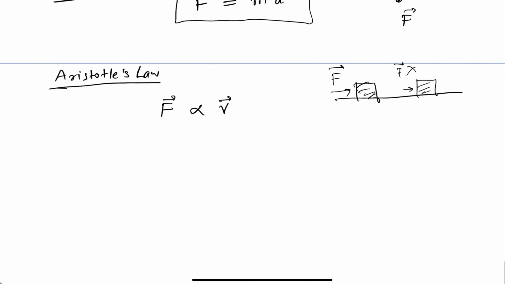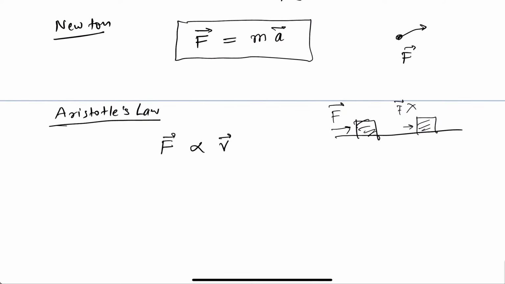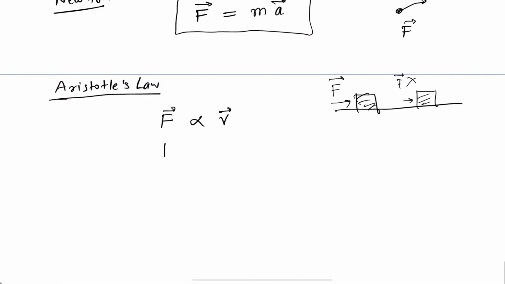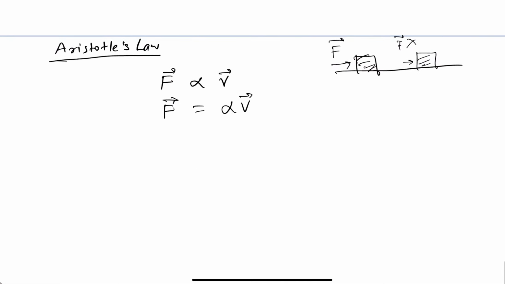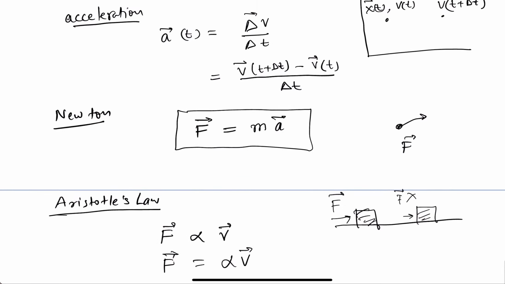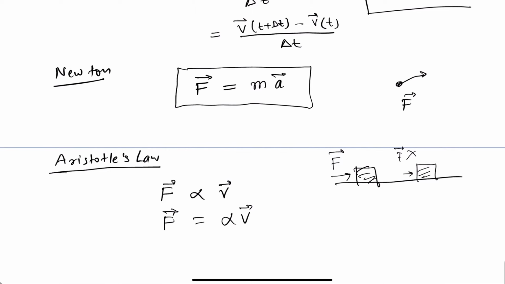But let's see. So we have now two laws. One says force is mass times acceleration, and the other says force is proportional to velocity. So we can write it as, let's say, force equal to alpha times velocity. Let's say, how could we have figured out which one of them is the right law? One way is to do an experiment. Let's say we did not know which one is correct, and we want to figure out which of these laws, F equal to ma or F equal to alpha v, is actually correct.